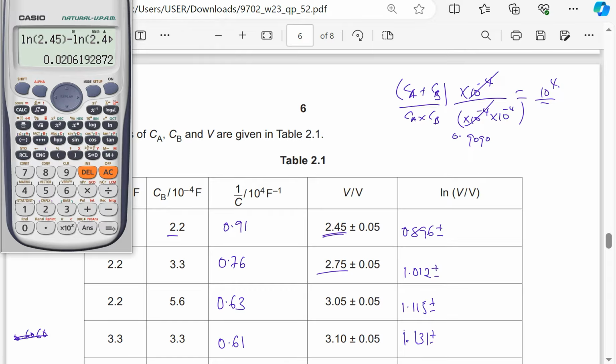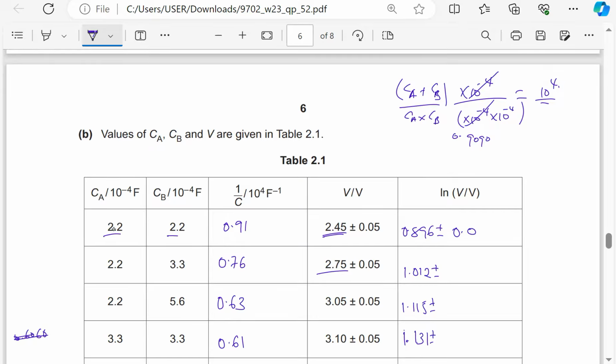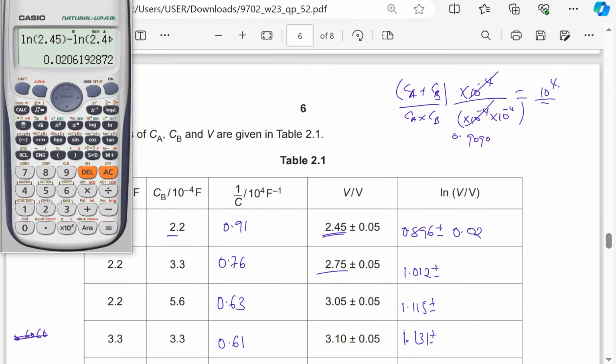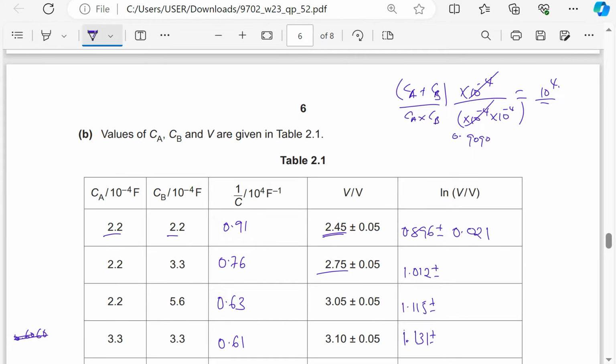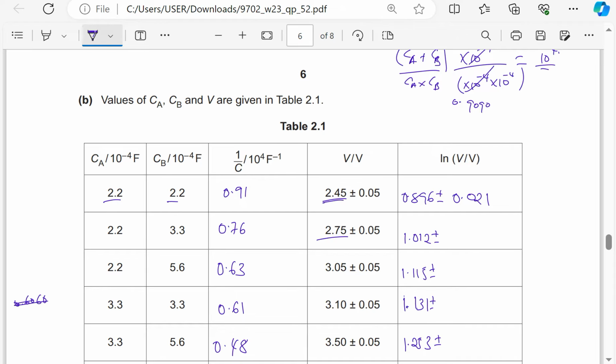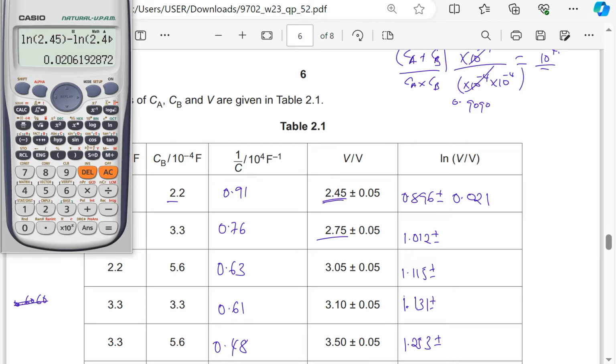I may maintain the same rule of number of decimal places, so that the number of decimal places of the uncertainty is the same as the number of decimal places of the value of ln, or I can maintain one significant figure, whichever. So I may record this as 0.02, maybe 0.021, whichever. One significant figure is fine. After all plotting, we are going to round off to one significant figure for the error bars.